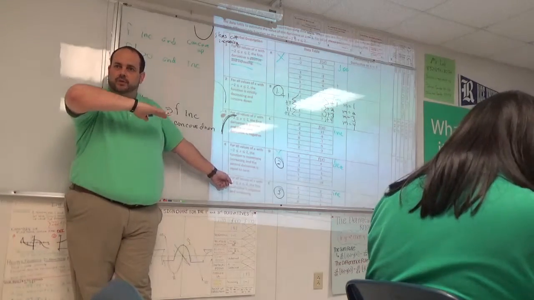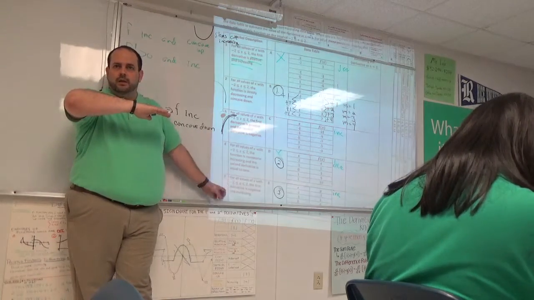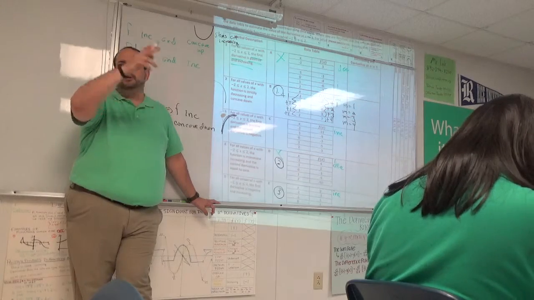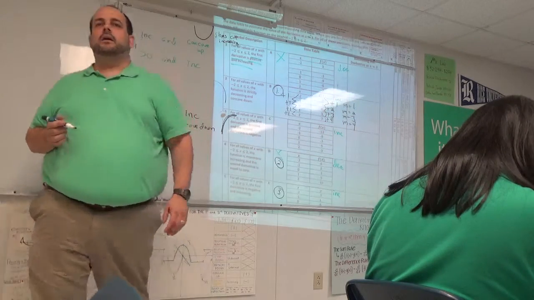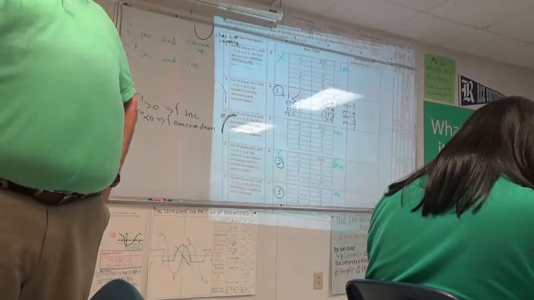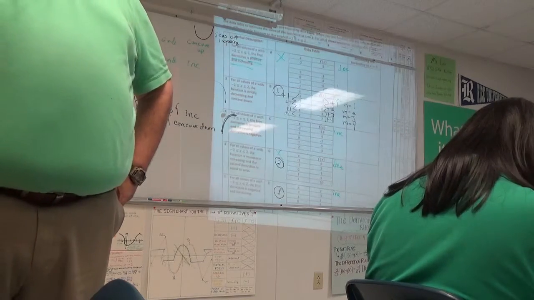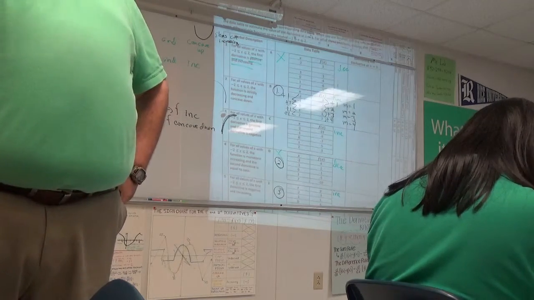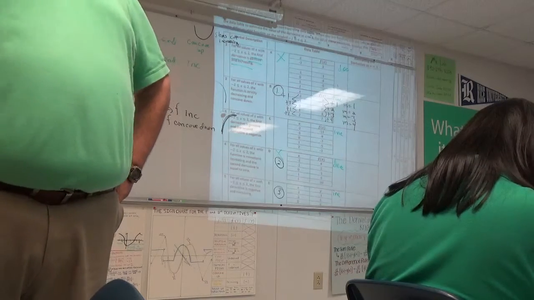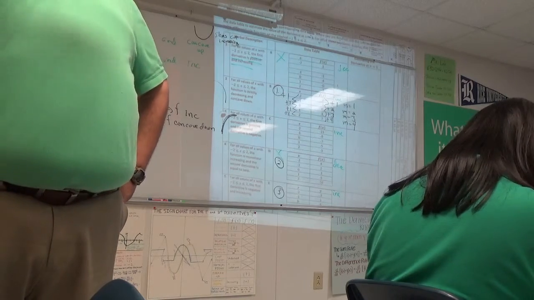Second derivative is 0. What does that mean, Josue? If your second derivative is 0, there's no slope. Careful, there is slope. The slope is 0. This would be no slope. Yeah, that. Okay. Slope is 0.